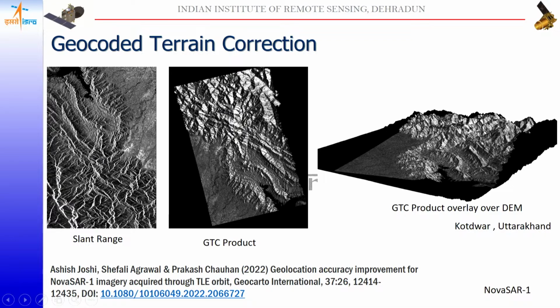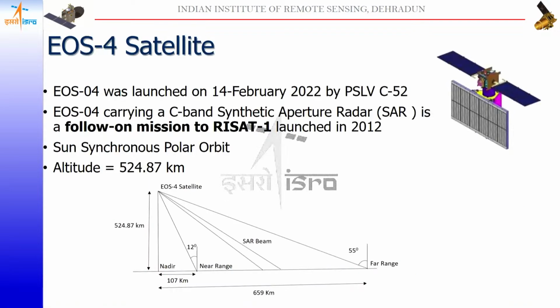Here you cannot perceive them as mountains. By doing this you can perceive the valley and ridge in the SAR image. And when we drape this SAR image on the DEM, you can see the 3D view of the SAR image also. Okay, so this is the Uttarakhand image of the Kodwar region.